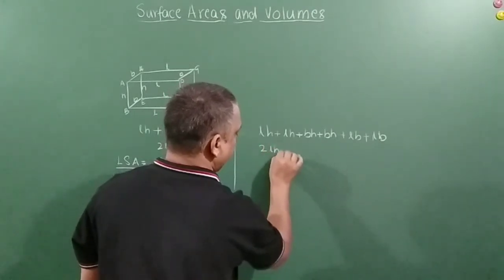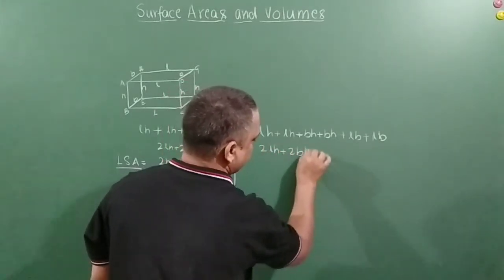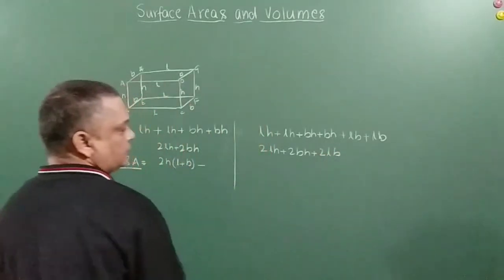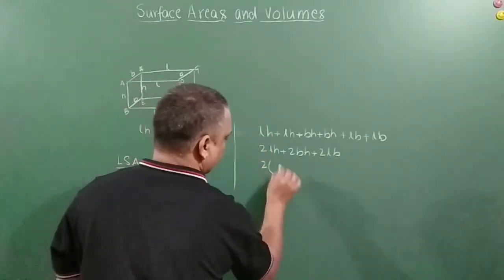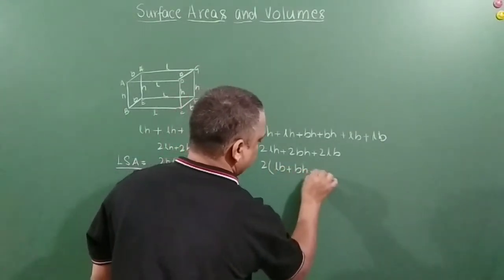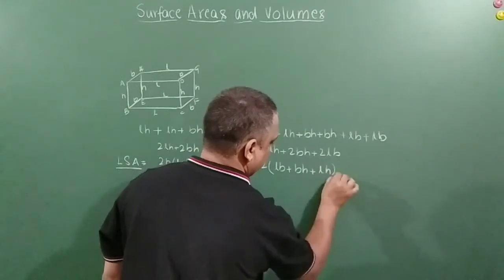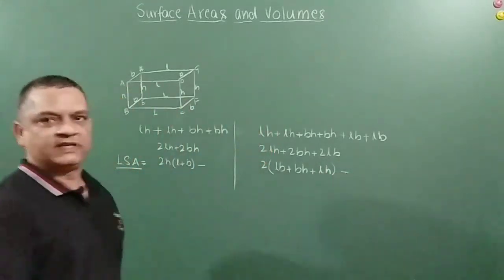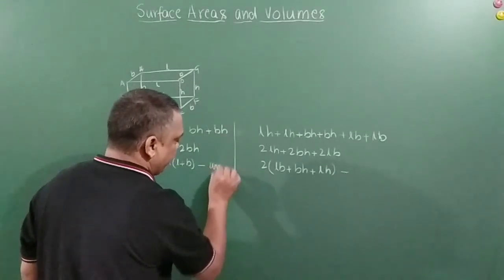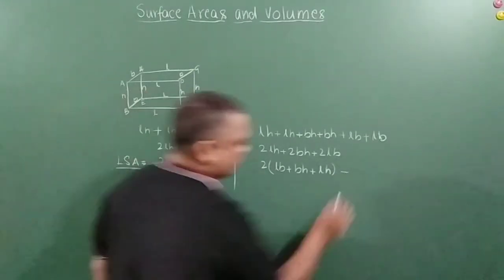LH plus 2 BH plus 2 LB, right? So we can write only 2 common, LB plus BH plus LH. So this is total surface area, and whenever it is area, then it will be unit square, right? We all know that.